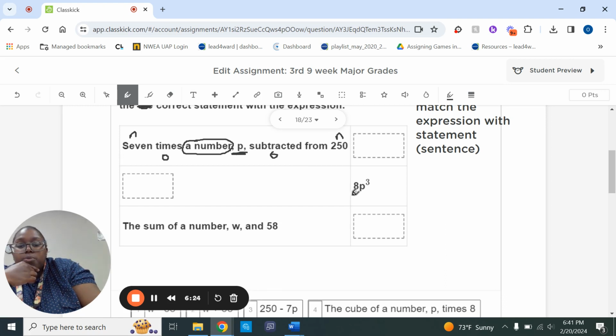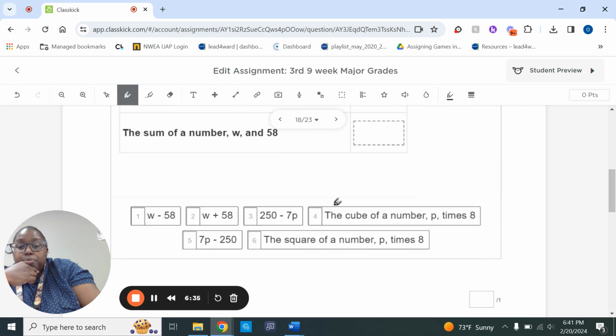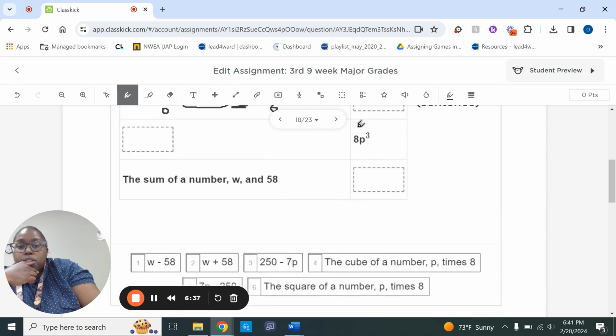Now, for the second one, we have 8 times P cubed. 8 times P cubed. That is how it reads. So you need to figure out which one of these works with this expression. Then we have the sum of a number, W, and 58. Well, we have a number. We have another number that we don't know, but we know the number is W.